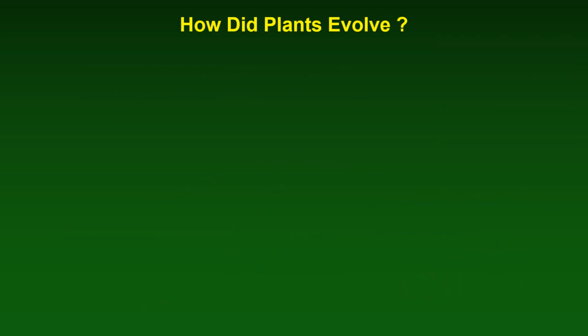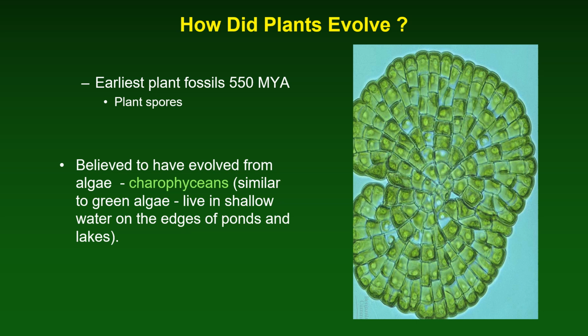So where did plants come from? Well, they are closely related to green algae. We talked about them in our last topic. The earliest plant fossils date back to about 550 million years ago, and these are fossils of plant spores. Spores are very resistant structures, and even though they're microscopic, they do tend to fossilize pretty well. If we want to be specific, it's believed that plants evolved from a specific type of algae known as the Charophytes. They're very similar to green algae, but they share some similarities with plants as well. They're kind of the missing link between the two, except that they're not missing. They're still around today.